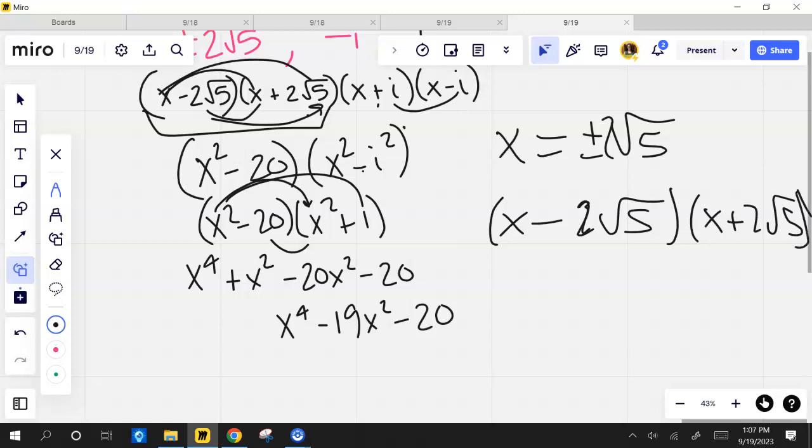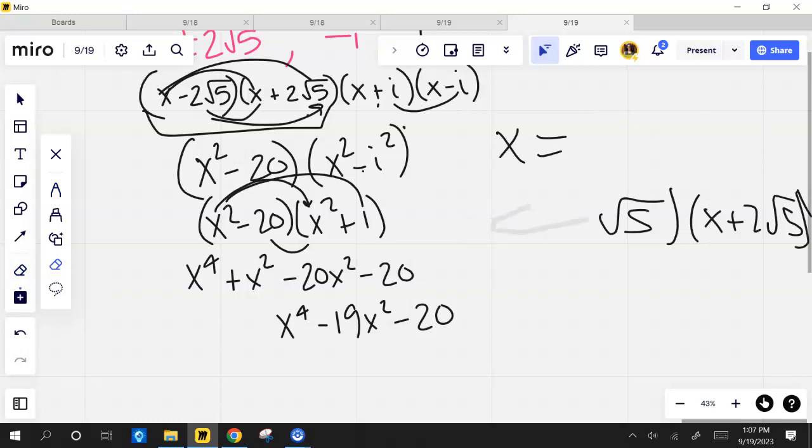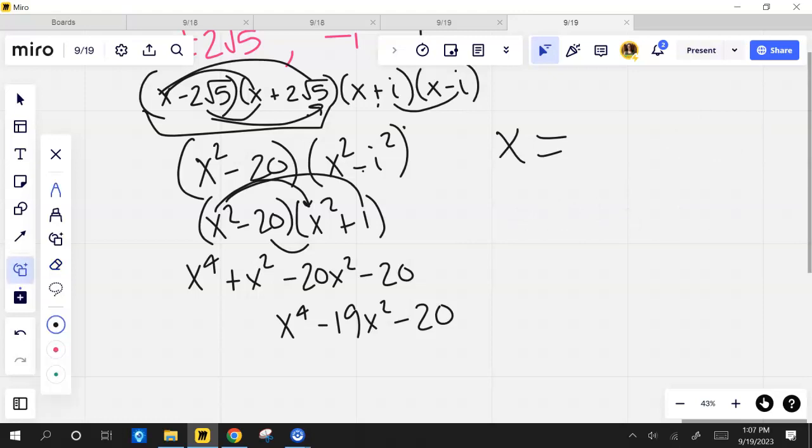He doesn't believe me that she just multiplied first and last. But why is it not x squared minus 20x plus 20? This is 20 though. That's not 20. 2 root 5 squared is not 20. Oh, sorry, I did this wrong. But that's what I have. You messed me up.